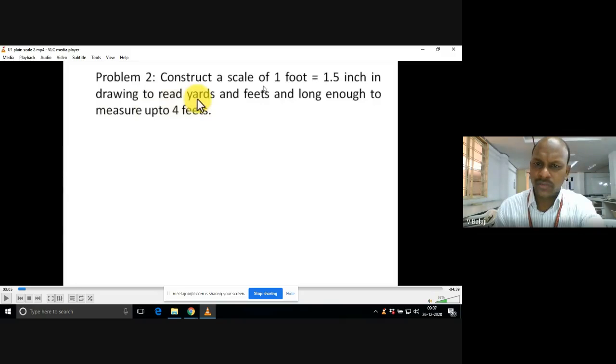Construct a scale of 1 foot equal to 1.5 inch in drawing to read yards and feet and long enough to measure up to 4 feet. Now, anyone can tell me the formula or the value of representative fraction by reading this problem? What is RF? At least you tell me the formula. What is representative fraction?